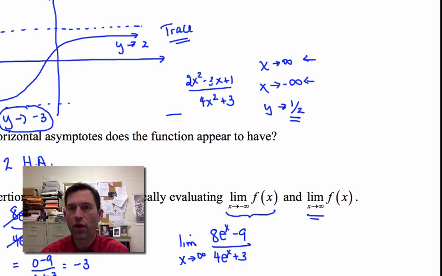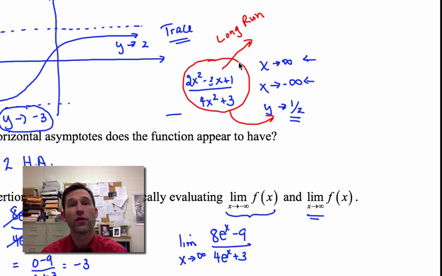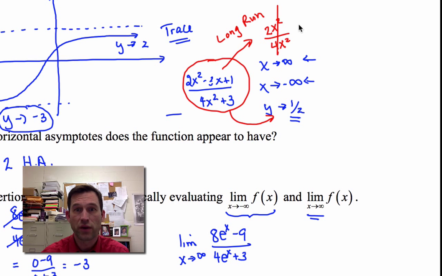So I actually want to go back just for a moment and talk about why this is quite easy to get, right? The reason is that we always look at the long-run behavior. And the long-run behavior of a polynomial is dictated by its highest term, right? So we get 2x squared divided by 4x squared. The x squareds cancel, and we get long-run behavior of y equals 1/2, all right? But that's because x squared gets very large regardless of whether x goes to positive infinity or negative infinity.